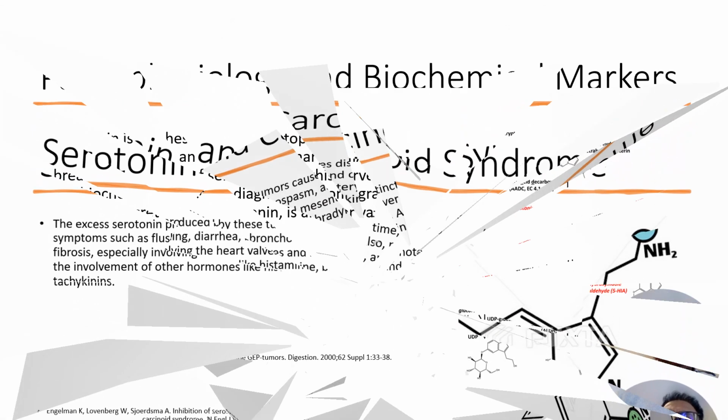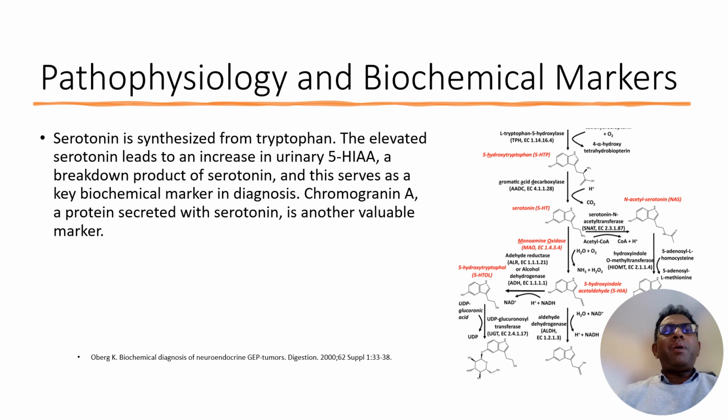One must understand that serotonin is synthesized from tryptophan, and elevated serotonin leads to an increase in urinary 5-hydroxyindole acetic acid, which is a breakdown product of serotonin and serves as a key biochemical marker in the diagnosis of carcinoid tumors and carcinoid syndrome. Chromogranin A, a protein secreted together with the serotonin, is another valuable marker.